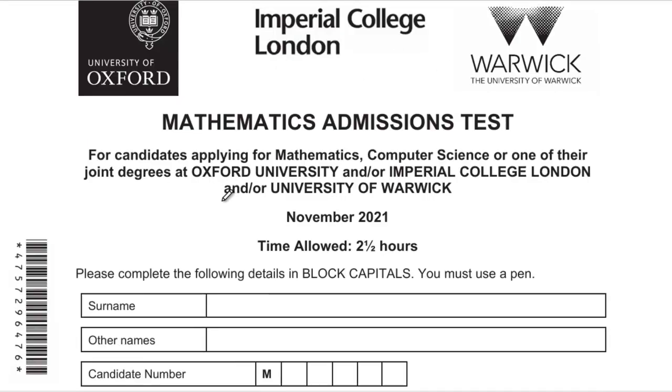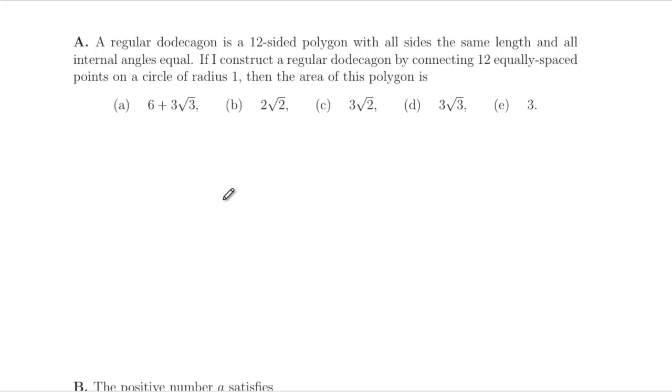Hello, this is 2021 Maths. So question 1, the 10 multiple choice questions, starting with A.